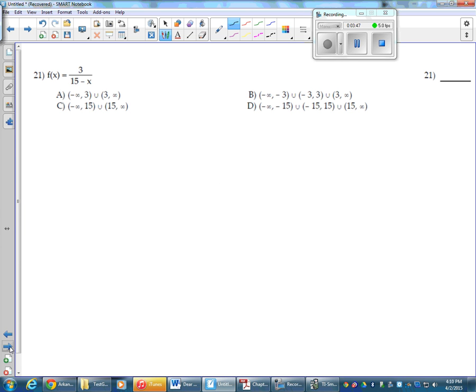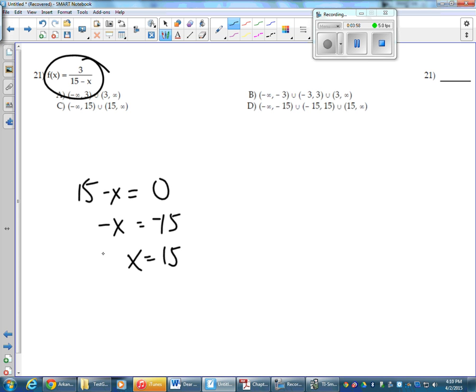My domain here, if you're looking at the bottom, what I'm worried about is that 15 minus x cannot equal 0. So solve this by subtracting 15, divide by negative 1. X equals 15 will be my value. That won't work. X can't be 15 because it would make the bottom of this fraction 0. So if x can't be 15, then everything except for 15 on this number line will work. So from negative infinity up to 15, and then from 15 to infinity. So my answer is C.